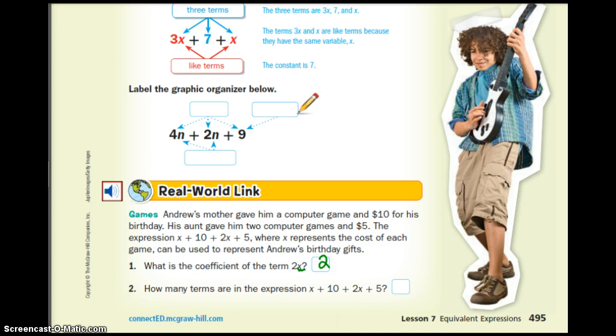How many terms are in this expression? Well, currently there are 4, but I can simplify this guy. The 1x plus the 2x makes 3x, and then 10 plus 5 is 15. So now I have 2 terms. All right, turn the page.